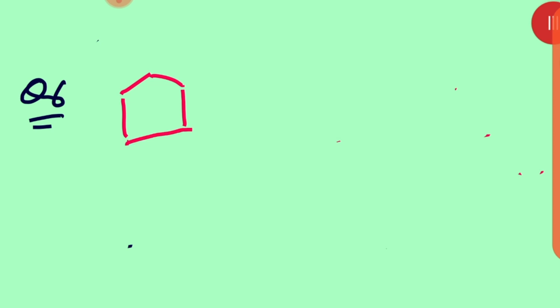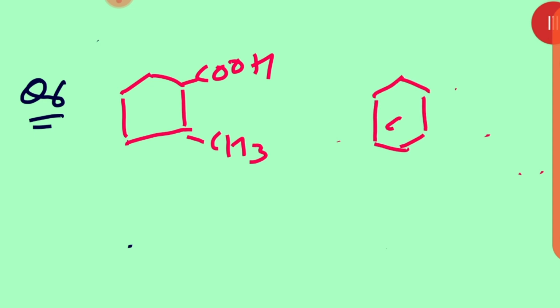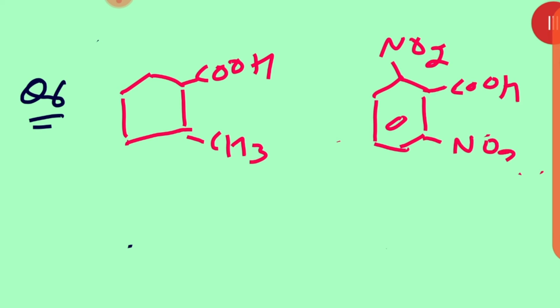This is a pentane group, and here it is COOH, then CH3. One more is here, beta. They made the benzene ring, then NO2, COOH. This is the NO2, and this is again NO2. Okay, now in this case what to do there in the third part?